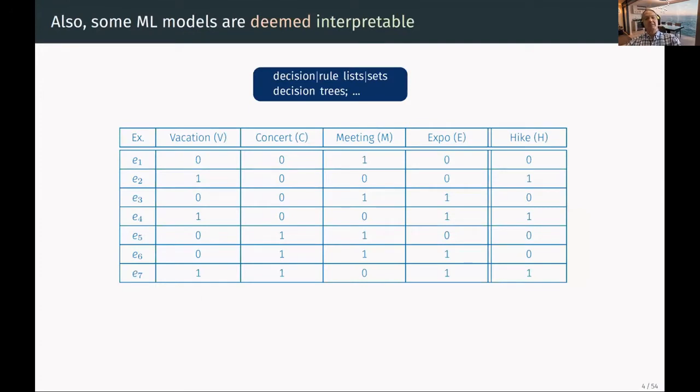The other aspect is that some machine learning models are deemed interpretable by different researchers, and those are decision trees, decision lists, rule lists, decision sets. I have here two examples. A decision set is a bunch of unordered rules, and a decision tree for a very simple example. And this is something that people in general would consider interpretable.